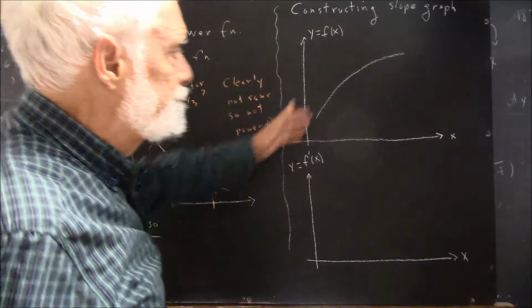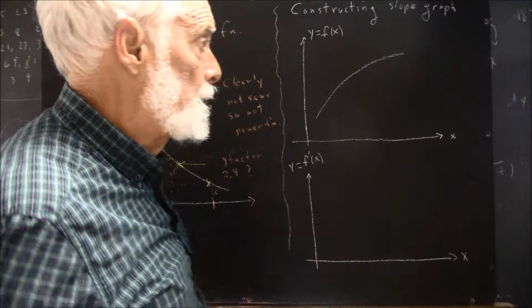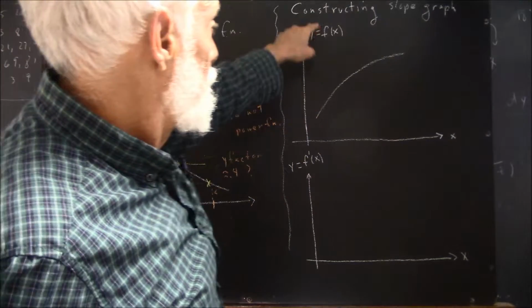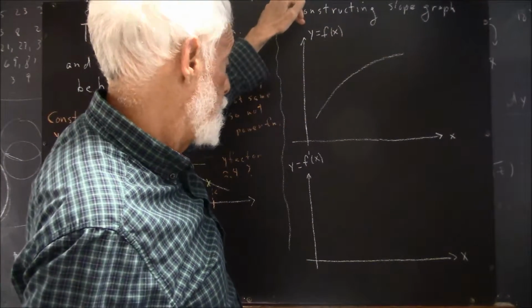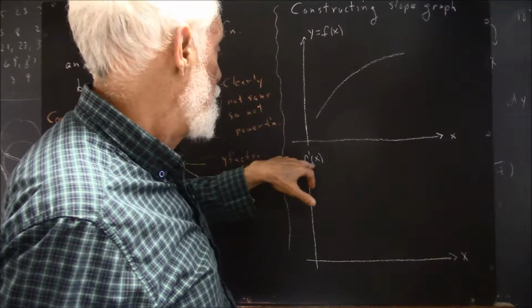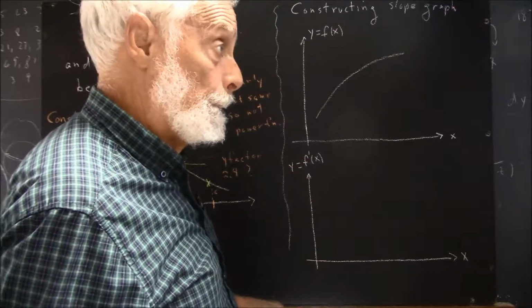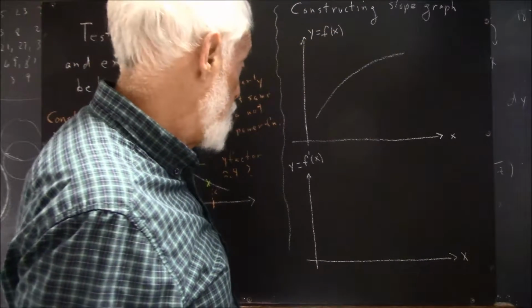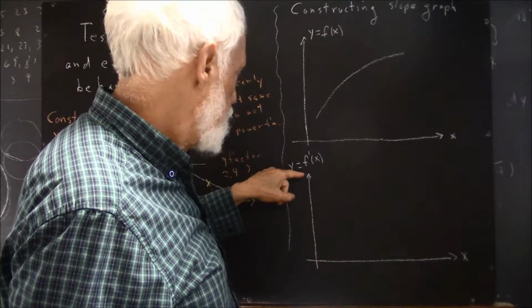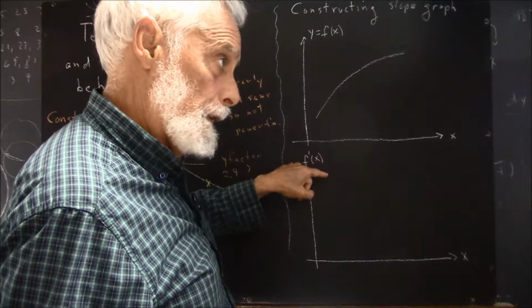Here we have a pretty innocuous graph of some sort of a function, and we want to construct its slope graph. So we're going to have the graph of the function here. We're going to have the graph of the slope function here. Now, the function is going to be y equals f of x. The slope function is going to be y equals f prime of x.